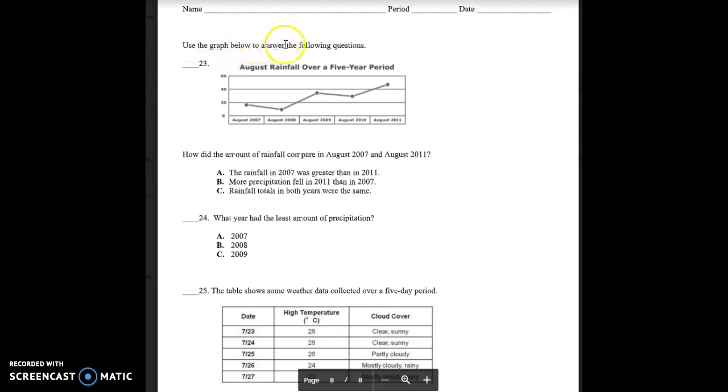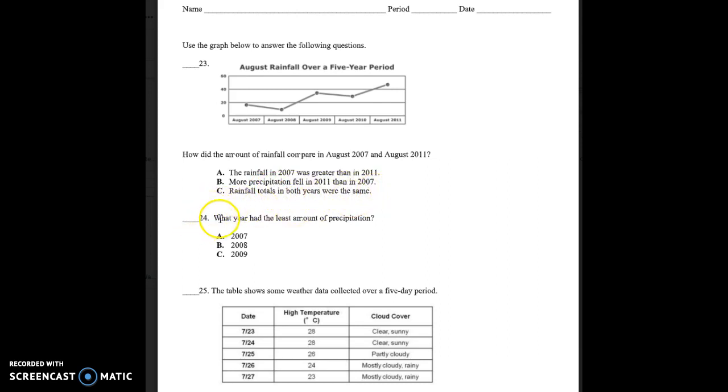Use the graph below to answer the following questions. Number 23. How did the amount of rainfall compare in August 2007 and August 2011? A. The rainfall in 2007 was greater than in 2011. B. More precipitation fell in 2011 than in 2007. C. Rainfall totals in both years were the same.